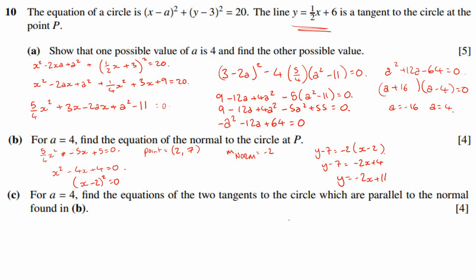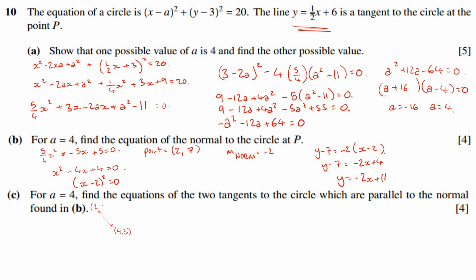Next up, for a equals 4, find the equation for the two tangents of the circle which are parallel to the normal found in B. Alright, so this is a little bit of a confusing one. So the first thing that I'm going to do is imagine where the circle might be. If a is 4, the centre of my circle will be 4, 3. I'm going to get an idea of where the point P was. The point P was 2, 7, so somewhere up here. And that gradient there, as we expected, was negative 2.